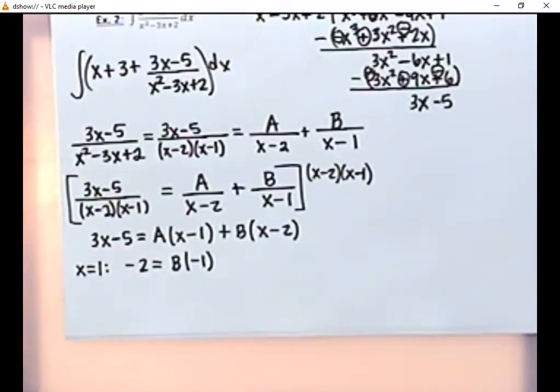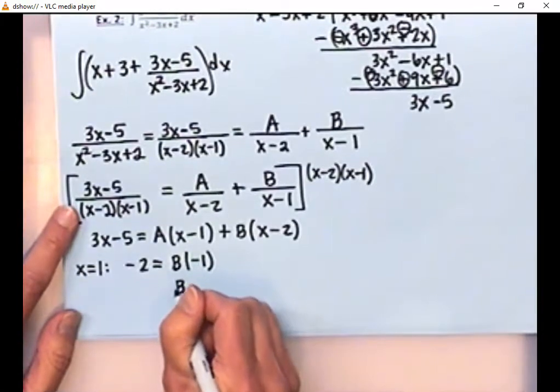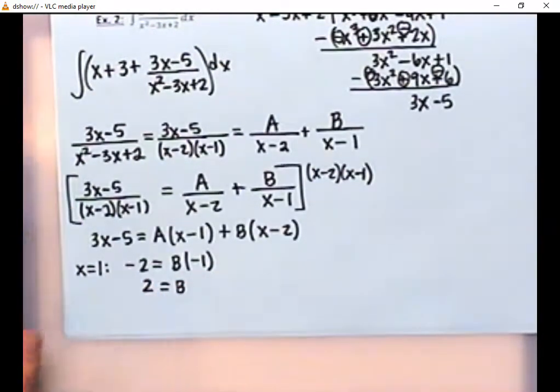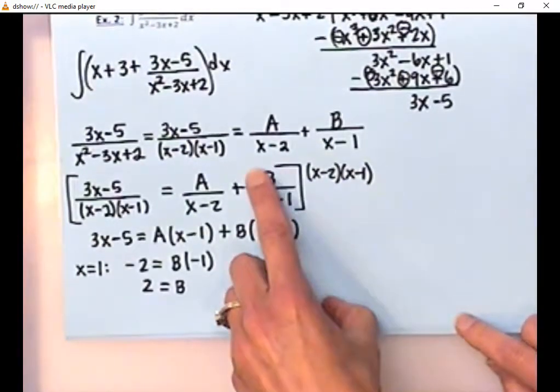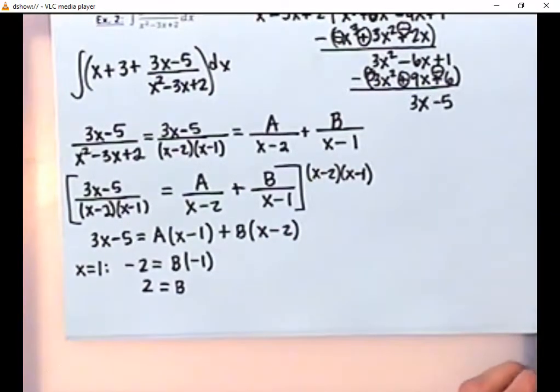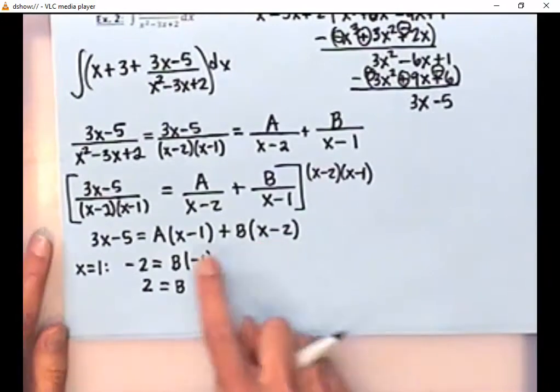And now could I solve for b? How do I get b by itself? Divide by negative 1, right? And b is 2. Okay, so I've got one of the constants already. So I know that 2 is going to be the numerator of this fraction with the x minus 1. Okay, what other x would I want to plug in here? 2. Okay, so 1 makes this 0.